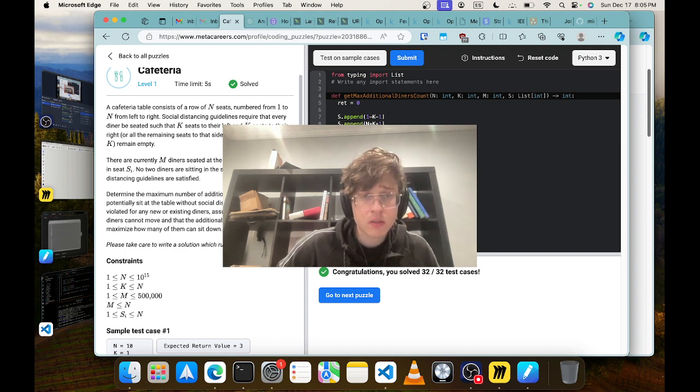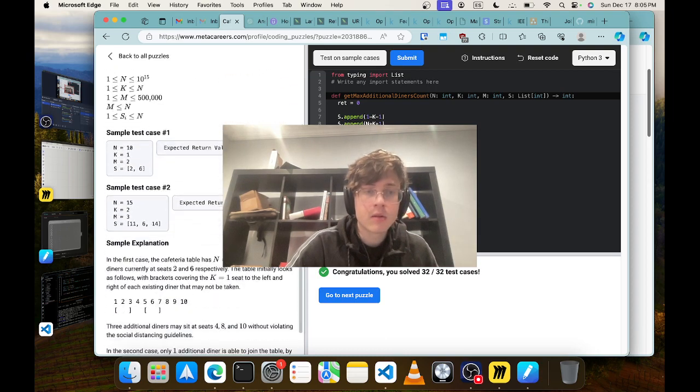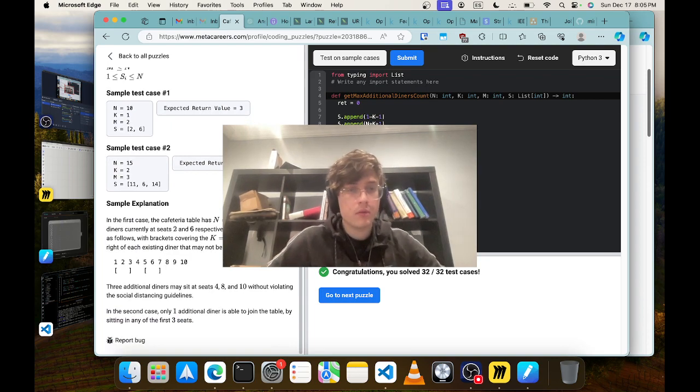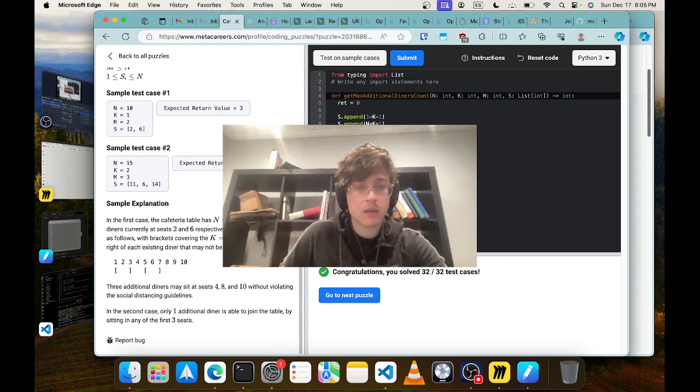Determine the maximum number of additional diners who can potentially sit at the table without social distancing guidelines being violated for any new or existing diners, assuming that the existing diners cannot move, and that the additional diners will cooperate to maximize how many of them can sit down. So let's take a look at the example. So here we have n equals 10.